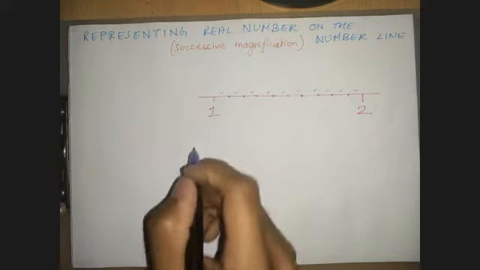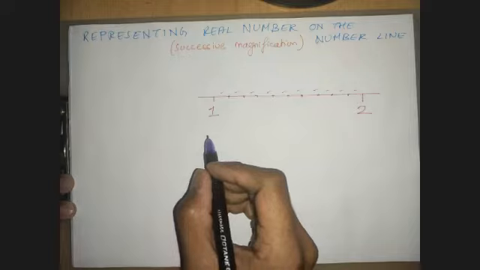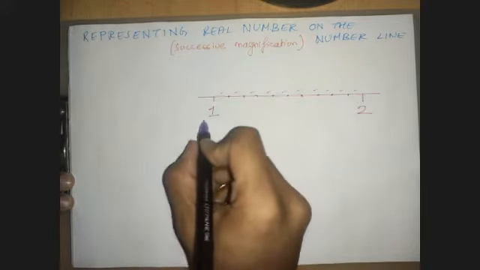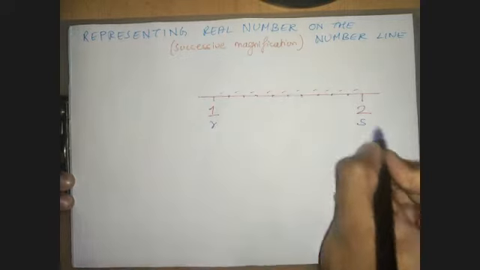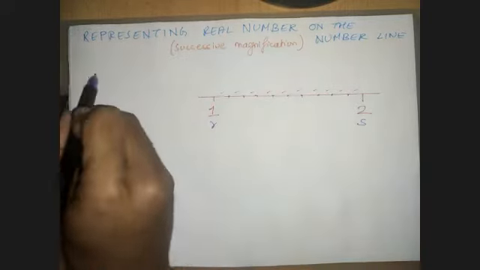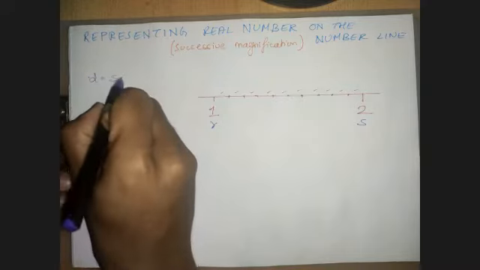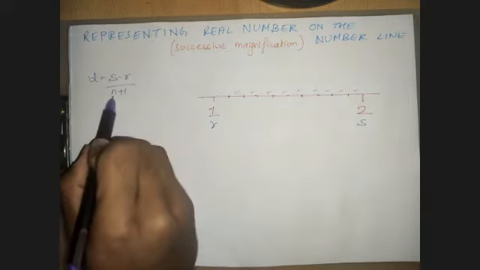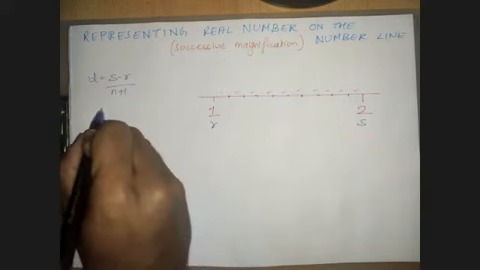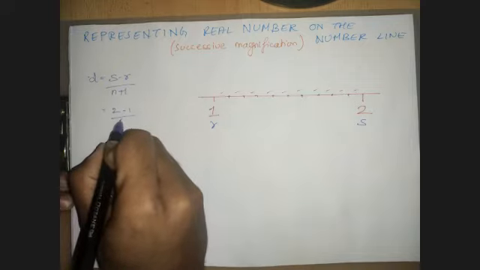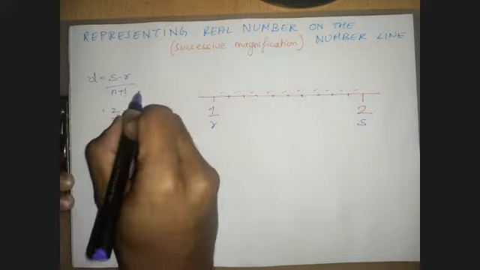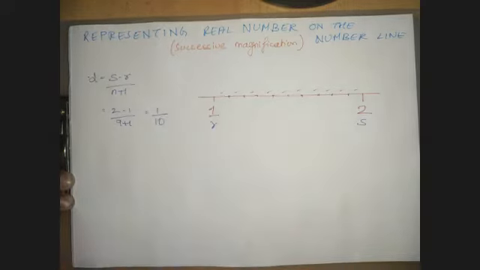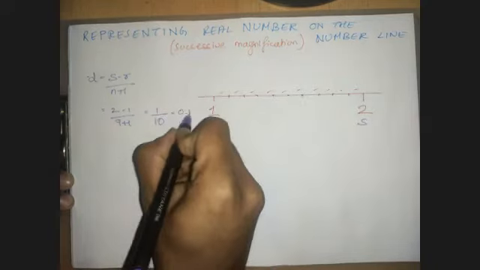So we have already seen how to insert numbers between any two numbers. Taking this as R and this as S, we know that D is equal to (S minus R) by (N plus 1), where N is the number of numbers to be inserted. In our case, it is (2 minus 1) by (9 plus 1), which is 1 by 10. So this is equal to 0.1.